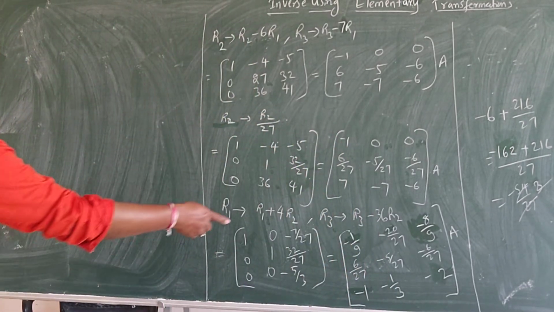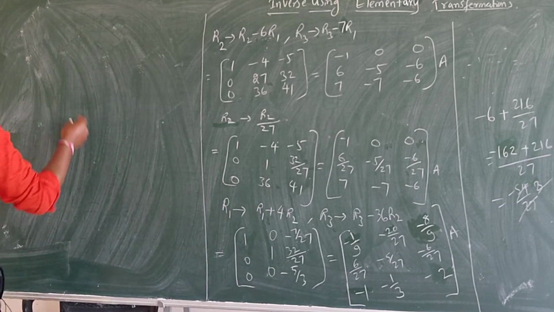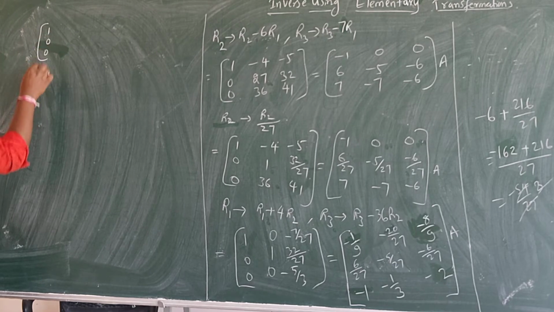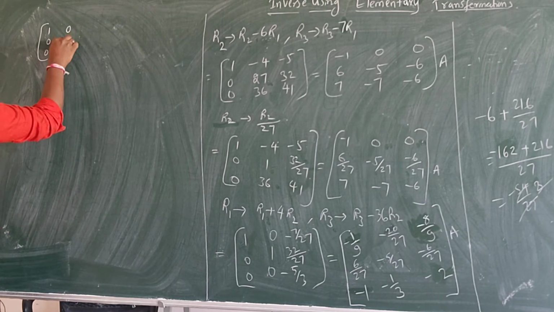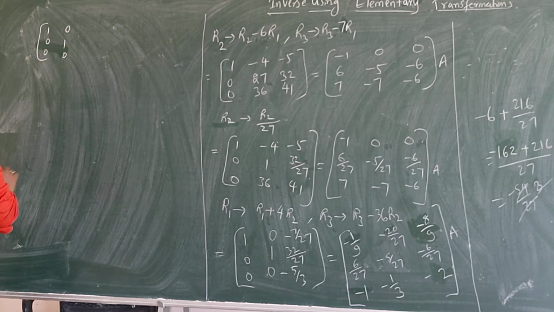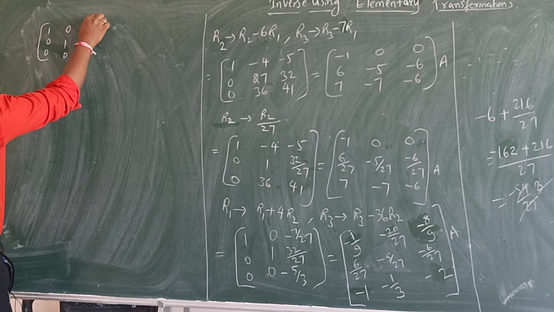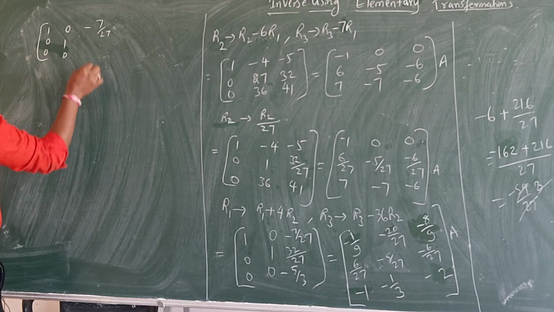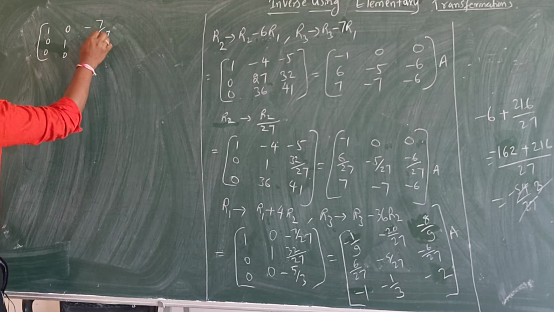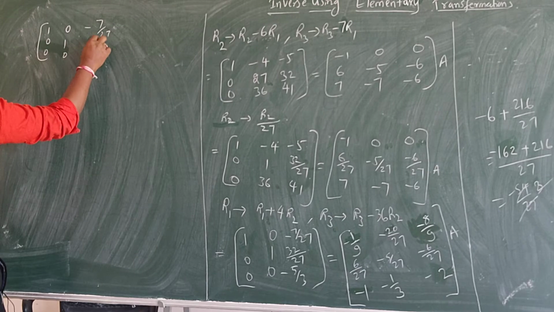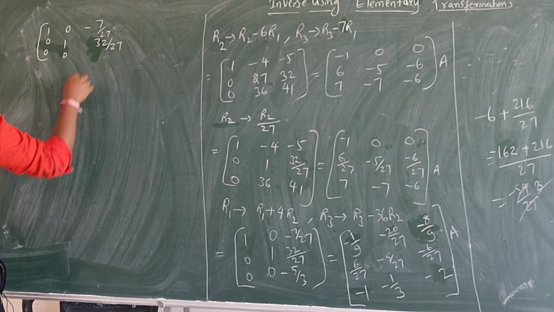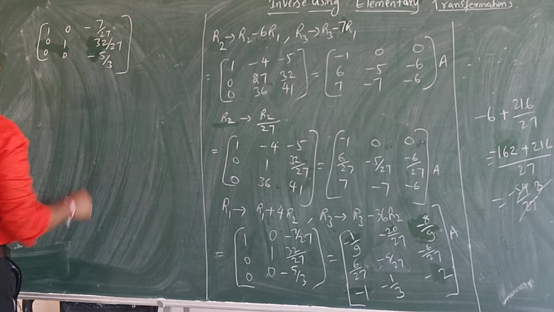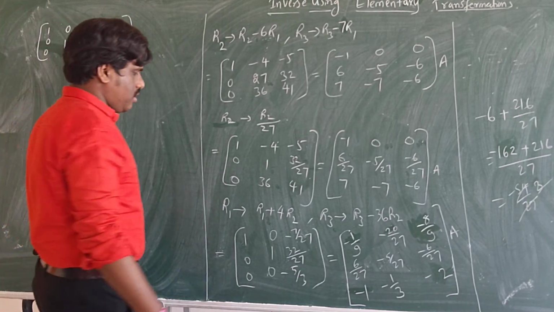See here, that question I am writing again. This one. What did you get here? Tell me. 1, 0, 0. 0, 1, 0. Next. Minus 7 by 27. Any cancellation? 32 by 27. 32 by 27. Minus 5 by 3, right?